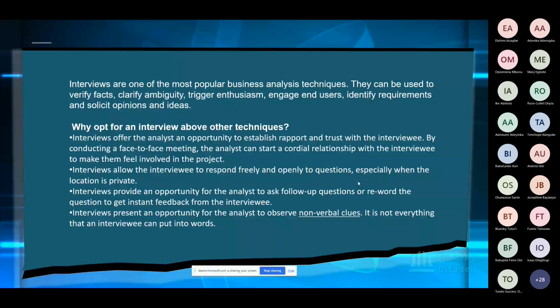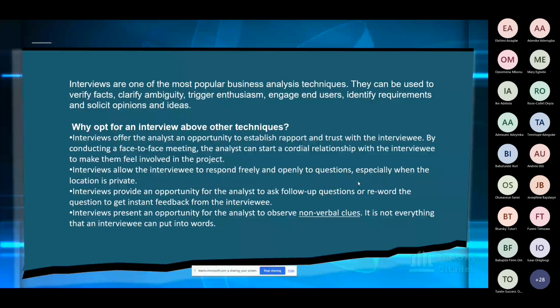Then explain the purpose of the meeting, which you will see as we go along, step by step, which is not limited to, but some of the things that you can do to start out an interview. Another thing is to allow the interviewee to respond freely and openly to the questions, especially when the location is private. So find a private place and ensure that they can answer, and make them really relaxed so that you are not making them feel like the answer they are giving doesn't make sense.